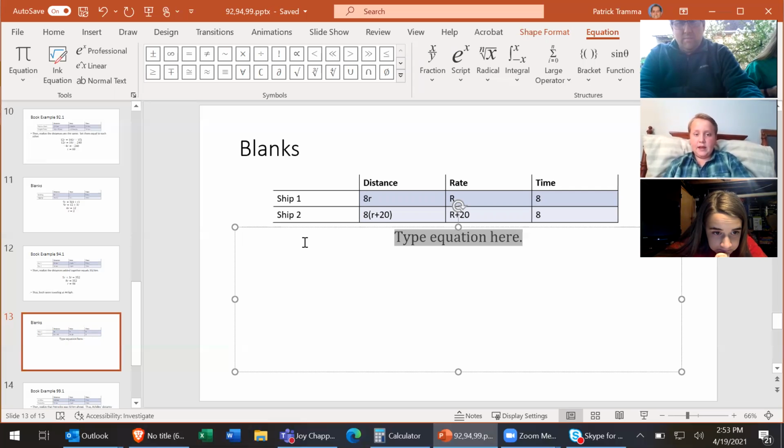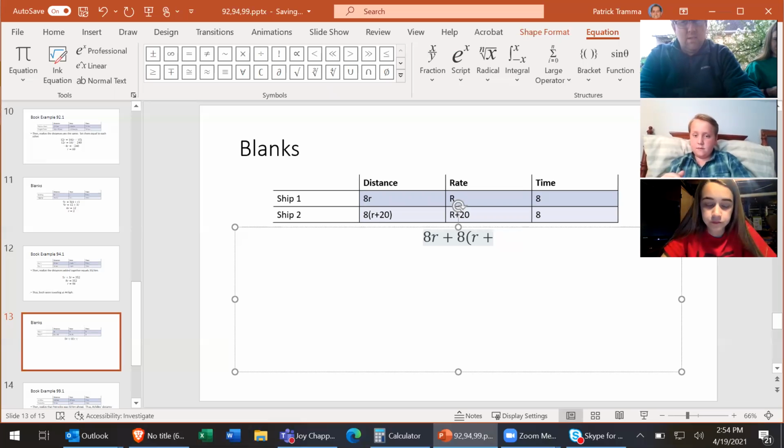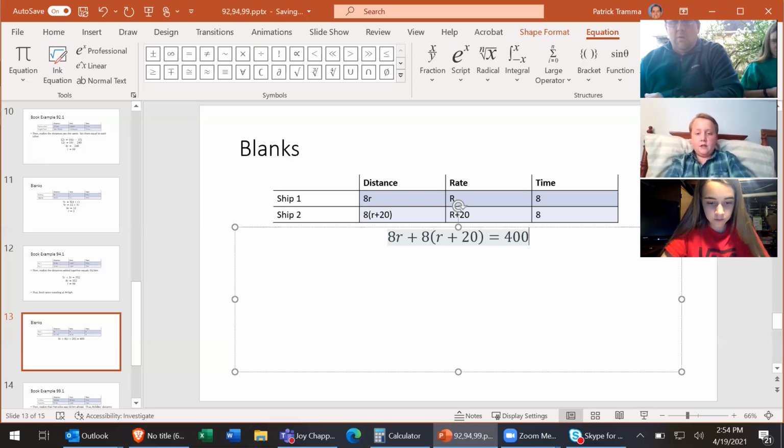So it would be 8R plus 8R equals 160. Not quite. 8R plus 8 times the quantity R plus 20. So those are the two ships. Equals, how many miles apart were they? 400. So over the course of the 8 hours, the first ship went 8R miles. The second ship went 8 times the quantity R plus 20 miles. And since they crashed, that means that together they covered that 400 miles. Does that make sense, Rosie?